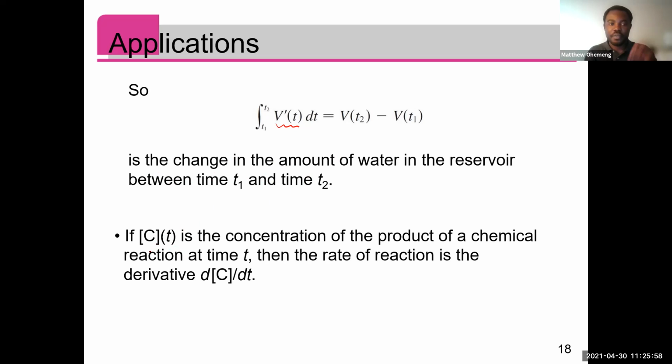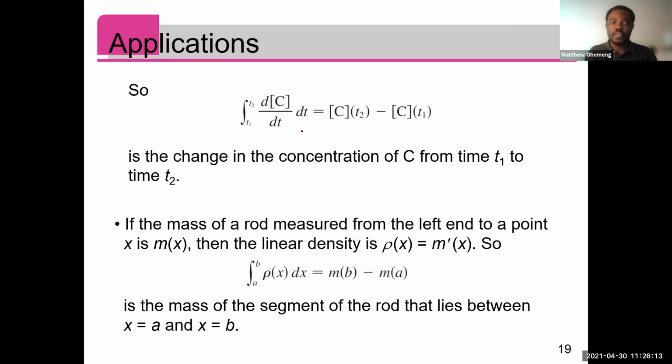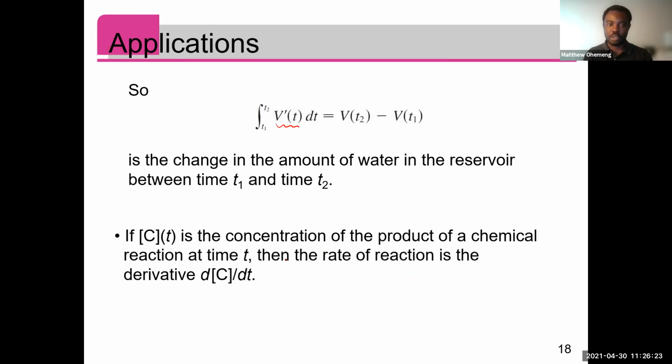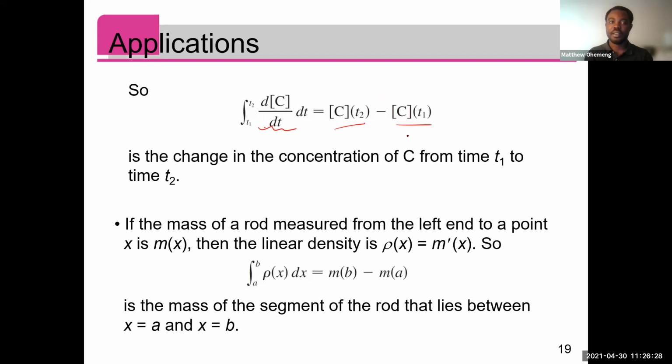Well, we can also have C of t to be a concentration of the product of a chemical reaction. So if you are maybe a chemistry student, this may make sense. And then we are saying that the rate of reaction is the derivative, dC over dt. So if that's the rate of change, and we are integrating from t1 to t2, then the result is a net change in the concentration of the product of the chemical reaction. That's the change in the concentration of C from time t1 to t2.